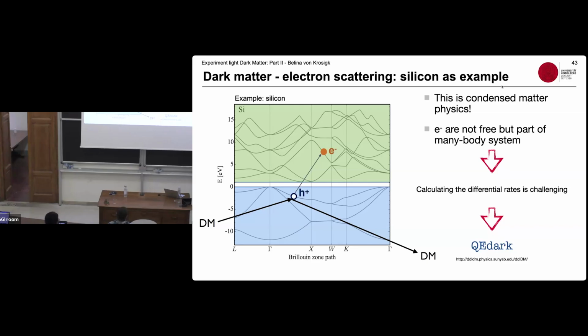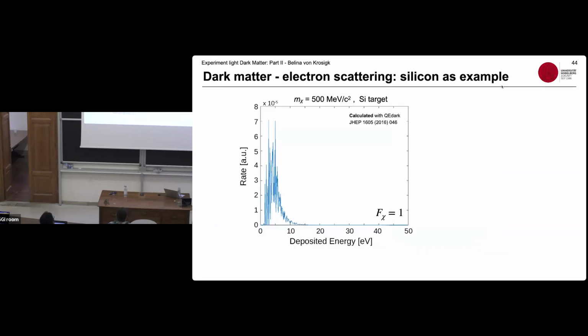is not particle physics, this is condensed matter physics. Either you're able to do it yourself, or like me, I'm not, and I'm happy that someone else is doing it. You can find really nice tools from experts that are doing it. QEdark is one example, QCdark, and others. These are tools that we are using that actually give us the prediction of the differential rate. And this is how, for example, for a 500 MeV dark matter particle scattering off electrons in silicon for a point-like interaction, this is the differential rate that you're getting.